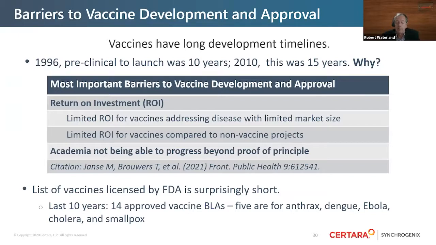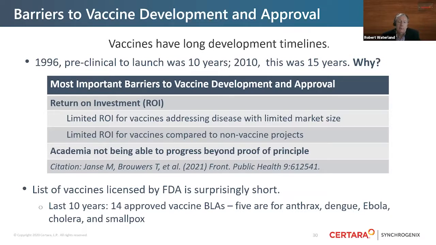It comes from a variety of causes. A group of industry and academic thought leaders met and examined what the barriers were to vaccine development and approval. And they came up with a list, and the three most important ones are listed in this table. Two of them are financial. They are reflecting return on investment.